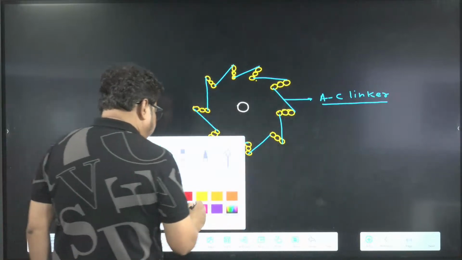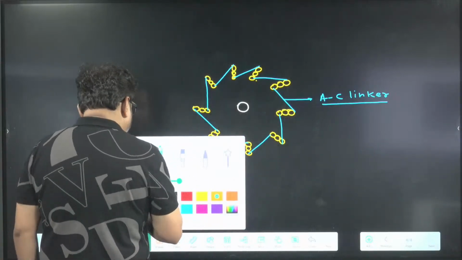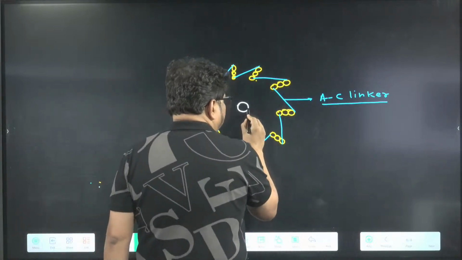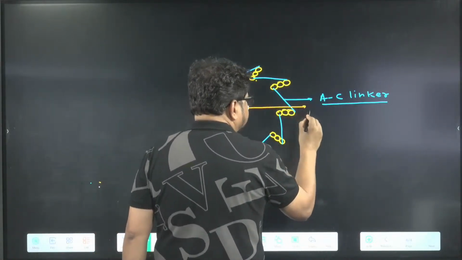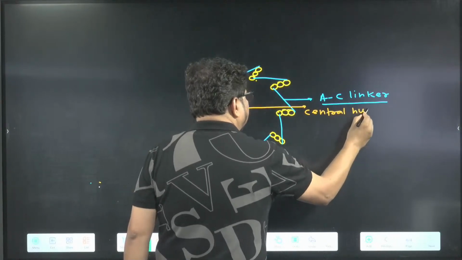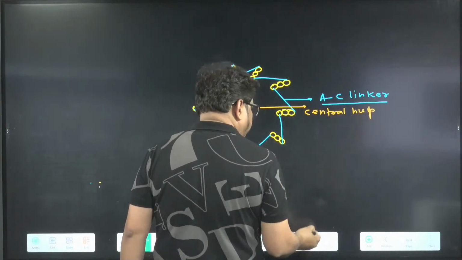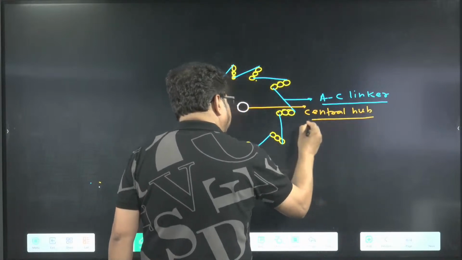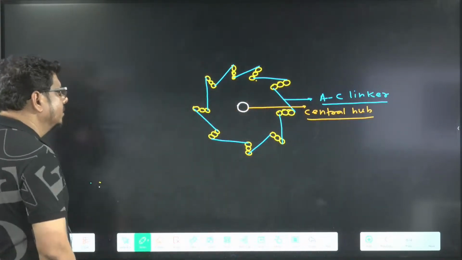And in the center there is no microtubule. This structure is called what? Central hub. Hub, H-U-B. Central hub. Got the idea?